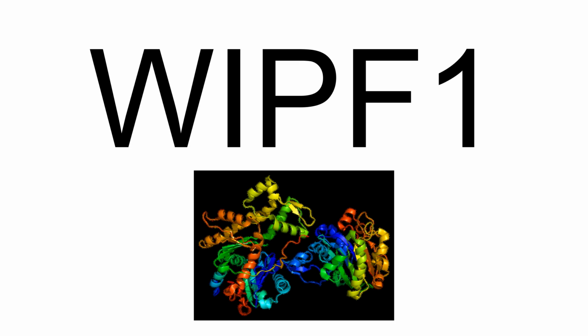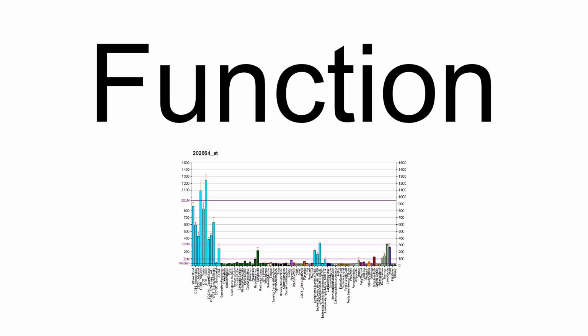WASL-interacting protein family member 1, WIP, is a protein that in humans is encoded by the WIPF1 gene. This gene encodes a protein that plays an important role in the organization of the actin cytoskeleton. Overexpression of WIP in mammalian cells has been shown to increase actin polymerization.